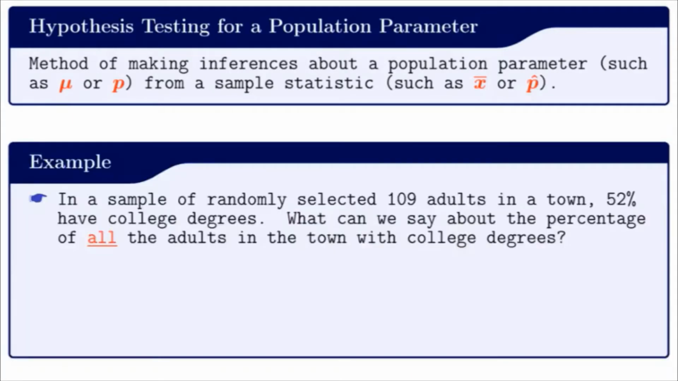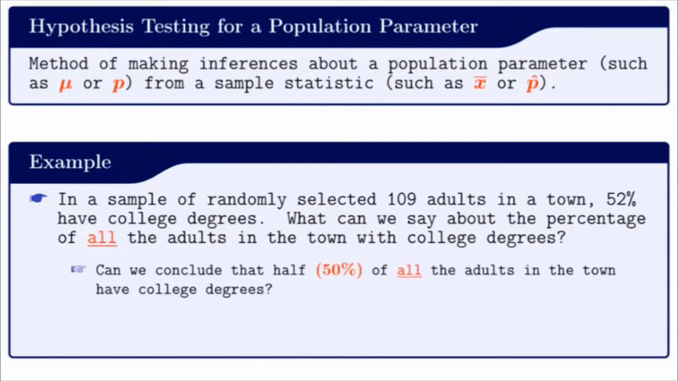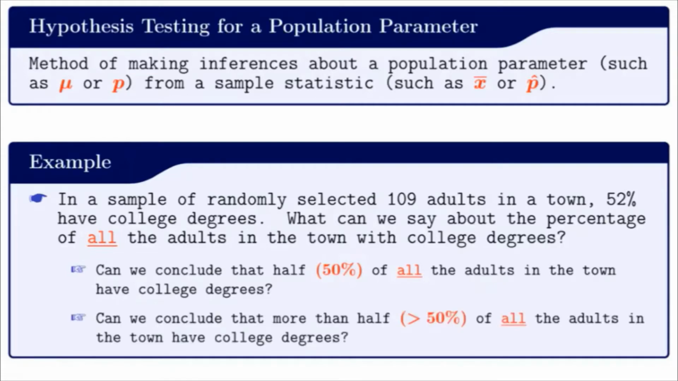For example, if we have a sample of randomly selected adults in a town and 52% have college degrees, then what can you say about the population? So this involves hypothesis testing of proportion of adults with college degree. Based on this sample, can we say that half of the adults in town have college degree? Or can we say that more than half of the adults in town have college degree?